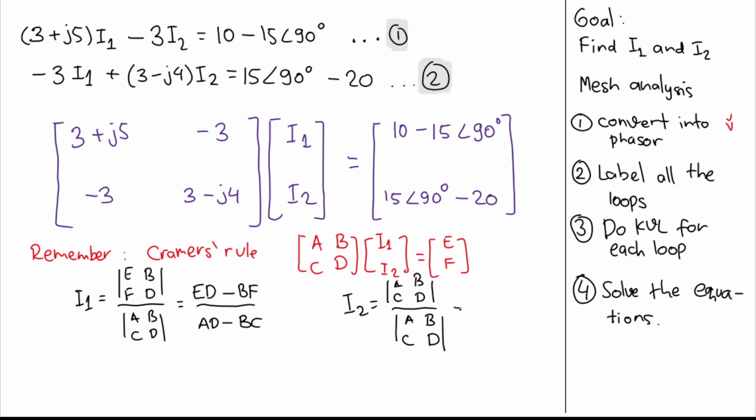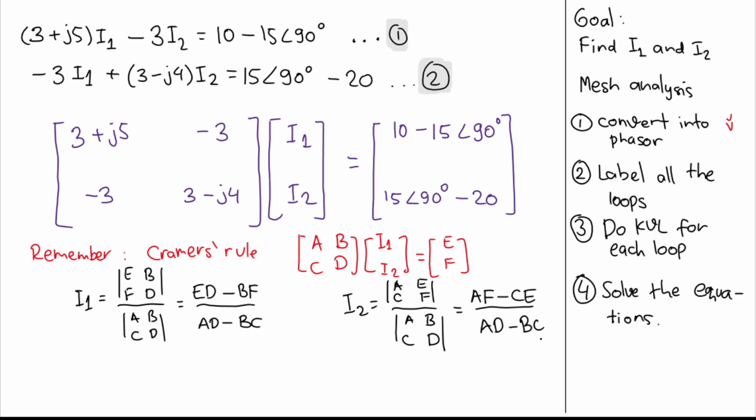Good. And that will equal to, oh no, this is BD. BD is replaced by EF, right? So I will have this one. This is A. AF minus CE, and then divided by AD minus BC.